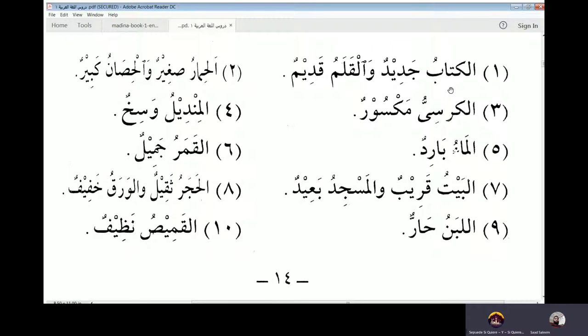Al-kitabu jadidun wal-qalamu qadimun. The book is new, correct, and the pen is old. Good.